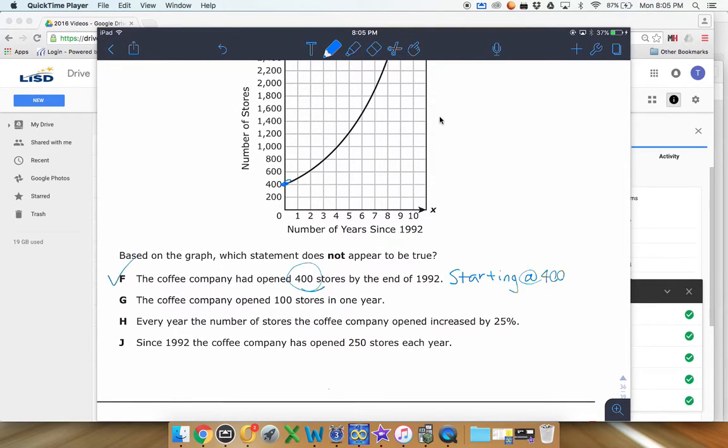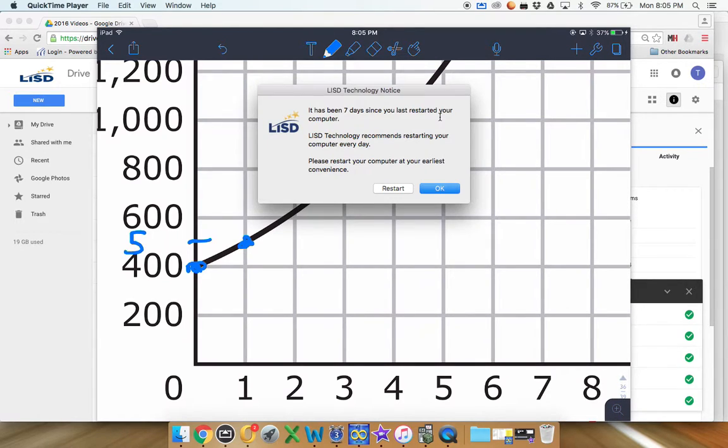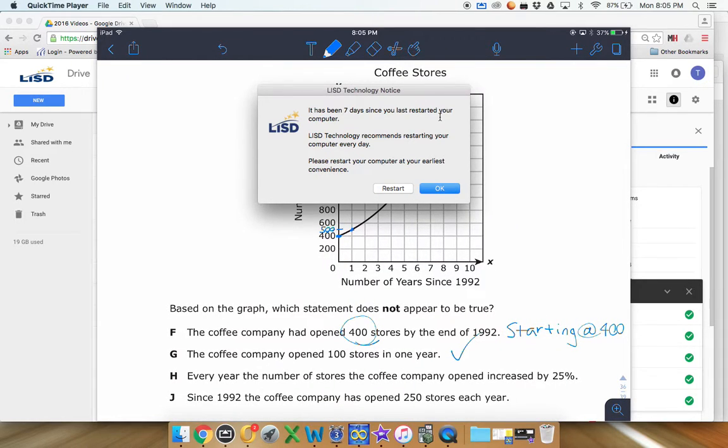I like F right there. And remember, we're looking for not true. The coffee company opened 100 stores in 1 year. So let's look at what's going on in that first year. I guess you have 400 stores there, and after 1 year, it looks like you're in between 400 and 600. So obviously that's got to be 500. So that one seems like a pretty good option there.